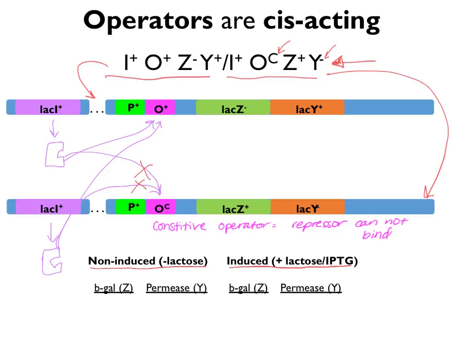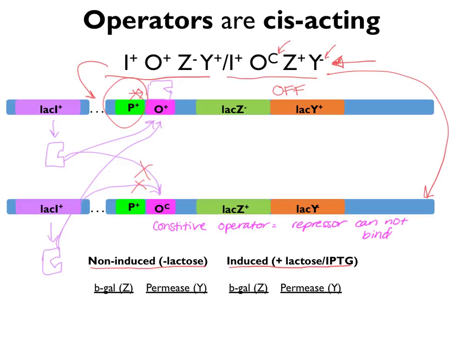So what does that mean in the absence of lactose? In the absence of lactose, the operon I'm showing you on the top will have the repressor protein bound to the operator sequence. And so RNA polymerase is not going to be able to transcribe, and so this one is going to be off. You are not going to have transcription.